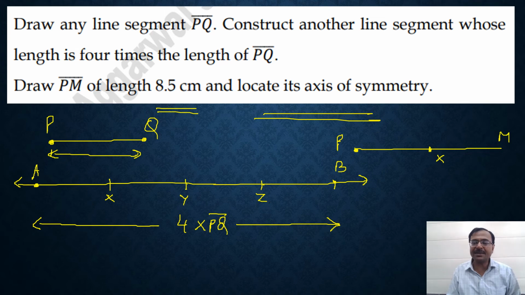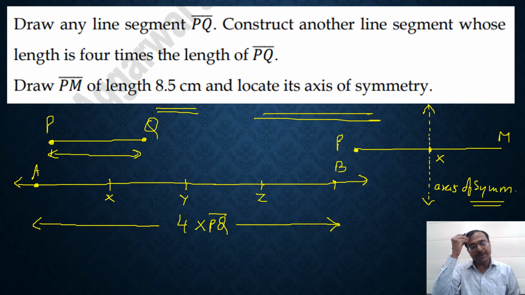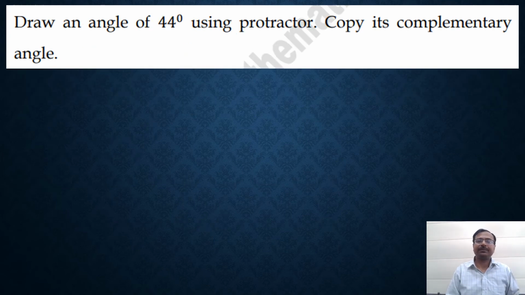So suppose X is the midpoint of PM, and all you need to do is to draw a 90-degree angle with PM passing through X. And this line, the dotted line which I have drawn there, will be the axis of symmetry for the line segment PM, because it will divide PM into two halves which are exactly the same, and that's how you locate the axis of symmetry. Let's see this question.